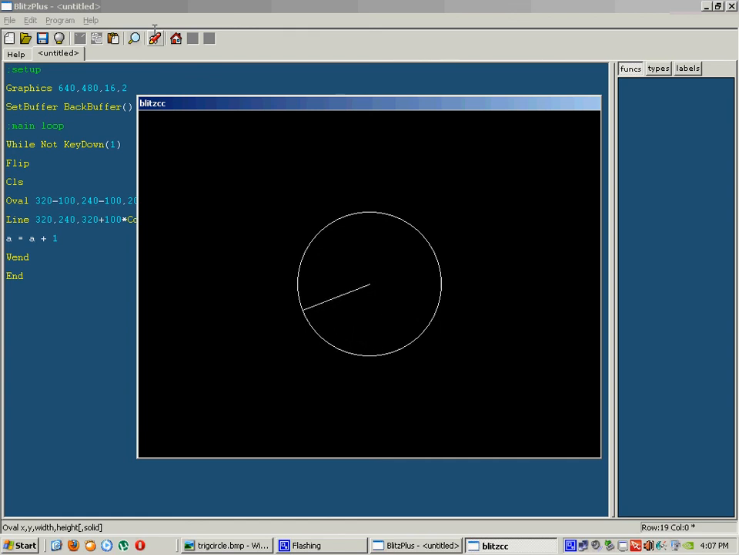Now you can see we've kind of got a radar-like thing there. Okay, this is the end of this tutorial. I don't want to get too far ahead within one tutorial, just kind of take it one step at a time.